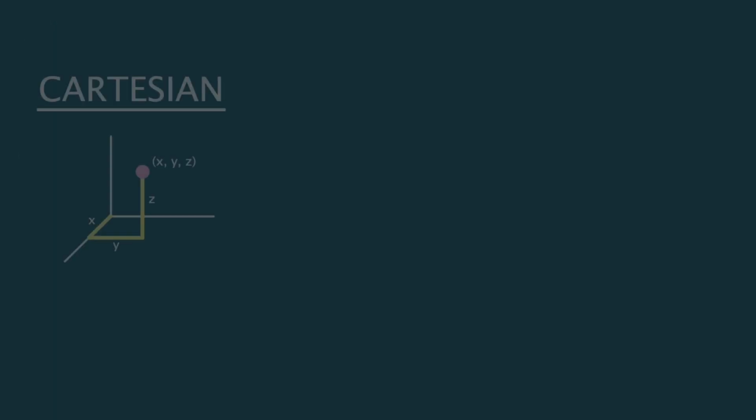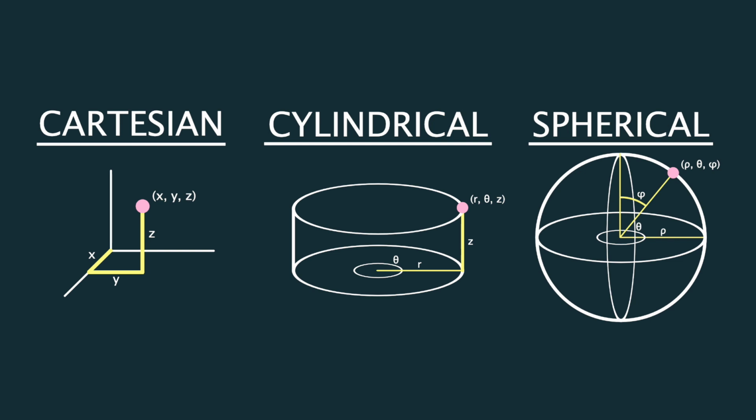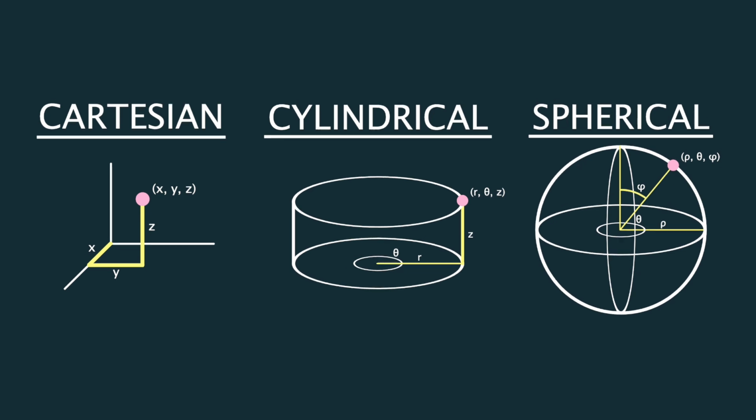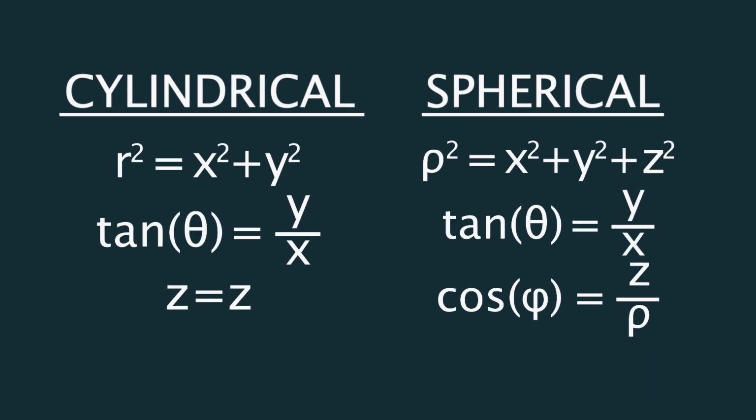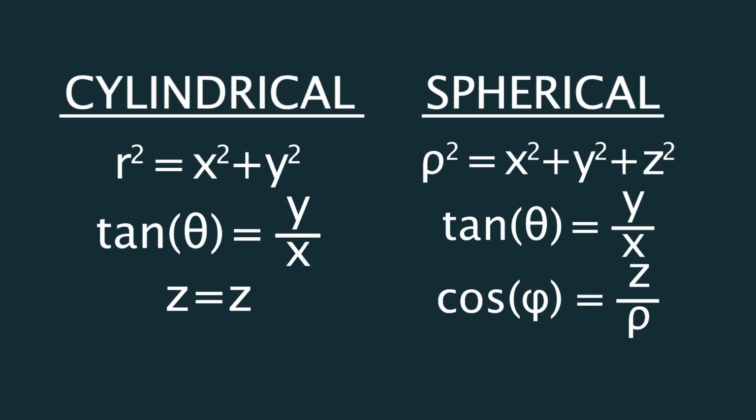Now that we know the other coordinate systems, how do we integrate in them? Converting between these coordinate systems is key to being able to change the bounds of integration and the function being integrated over. This video is not about these conversions though, but I'll put the conversions between Cartesian and the other 2 systems here for your benefit if you want to pause the video.